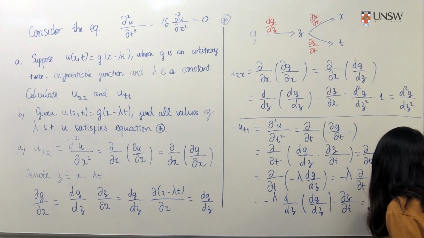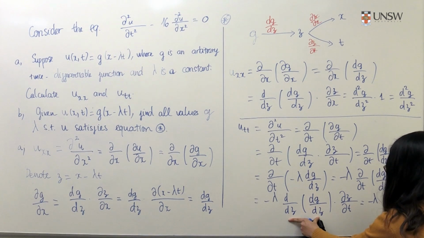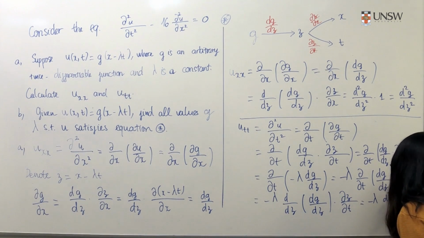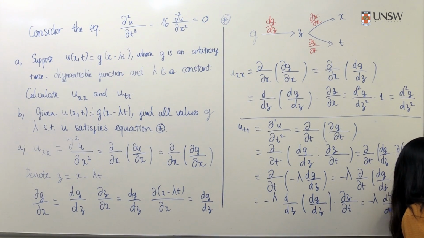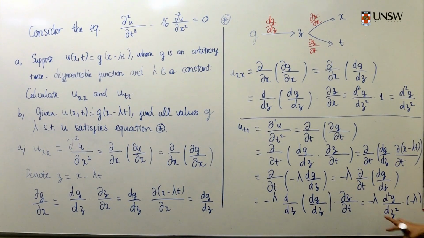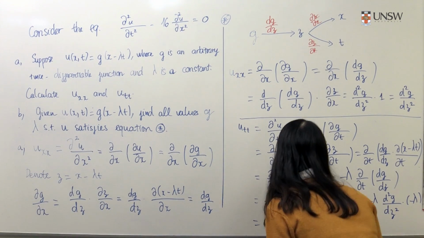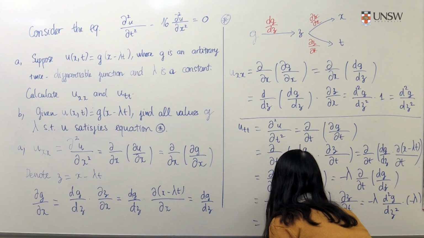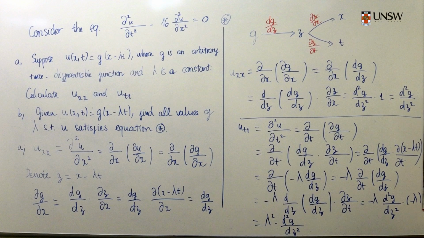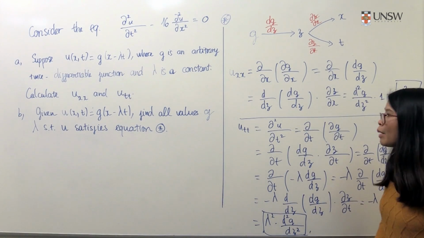So here we get minus lambda, and the first part can be written as d squared g over dz squared, and this part is minus lambda. And now we've got minus lambda times minus lambda. So we get lambda squared times the second derivative of g with respect to z. Okay, so now let's move on to part B.